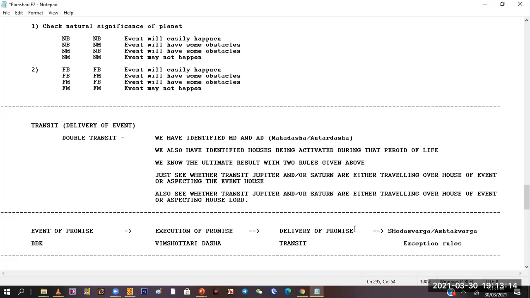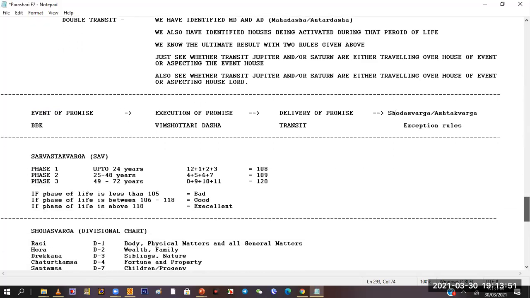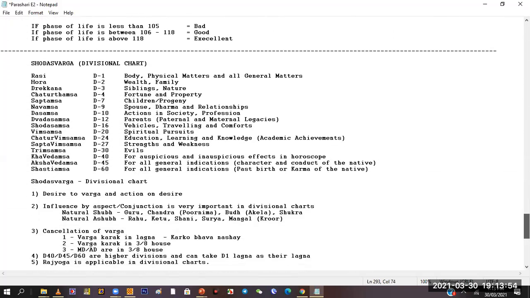So even if everything is happening as per the sequence we have been deriving so far, every step, every gateway, this is the gateway. Event of promise is the first gateway. Then if it is green, then it goes to the execution of promise. If it is green, then it goes to the delivery of promise. Then the event should happen, but it is not happening. So what would be the exceptions that we need to check, which is stopping that event to occur? These are the exception rules. Likewise, there are many, but as I promised, I will be telling the Shodasvarga and Ashtakvarga, which are very important for us. Okay. Now, let's see what it says.